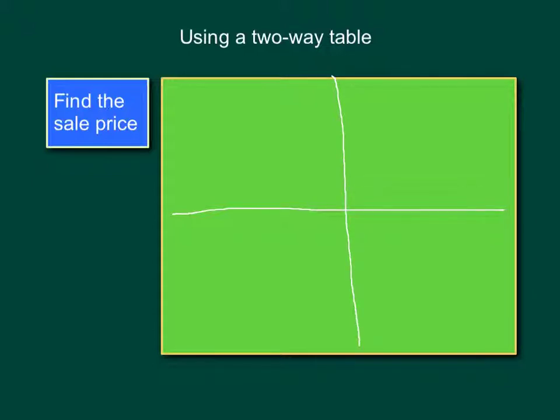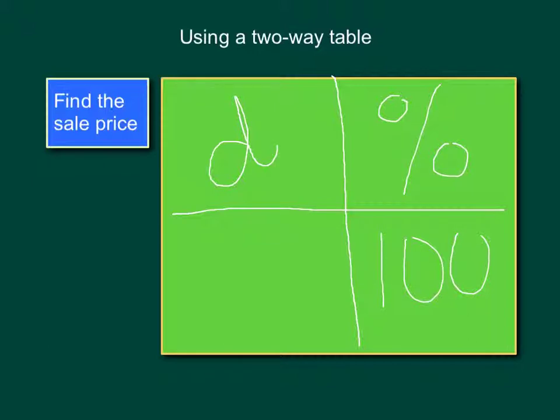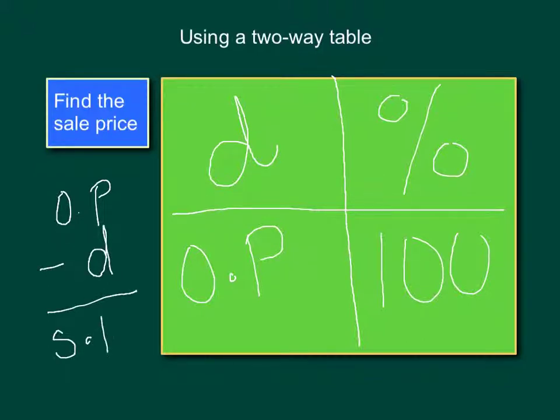And what you do is you put whatever the percent number they give you up in the upper right-hand corner, and you put that over 100. And then, since in this example we're dealing with finding a sale price, you want the discount to be there and the original price, so we'll call that OP, down in the bottom corner. And then you take that original price and you subtract the discount, and that gives you the sale price. So there's a bit of a process.